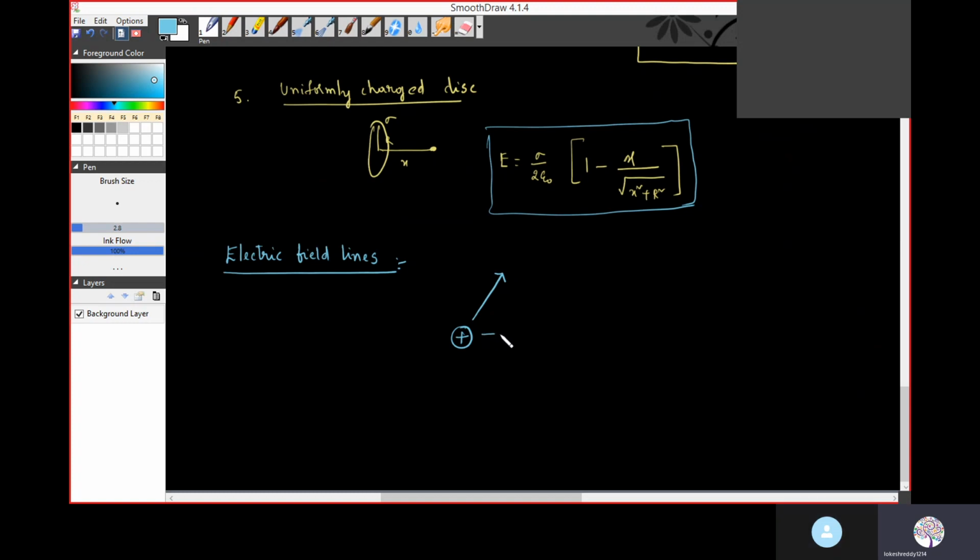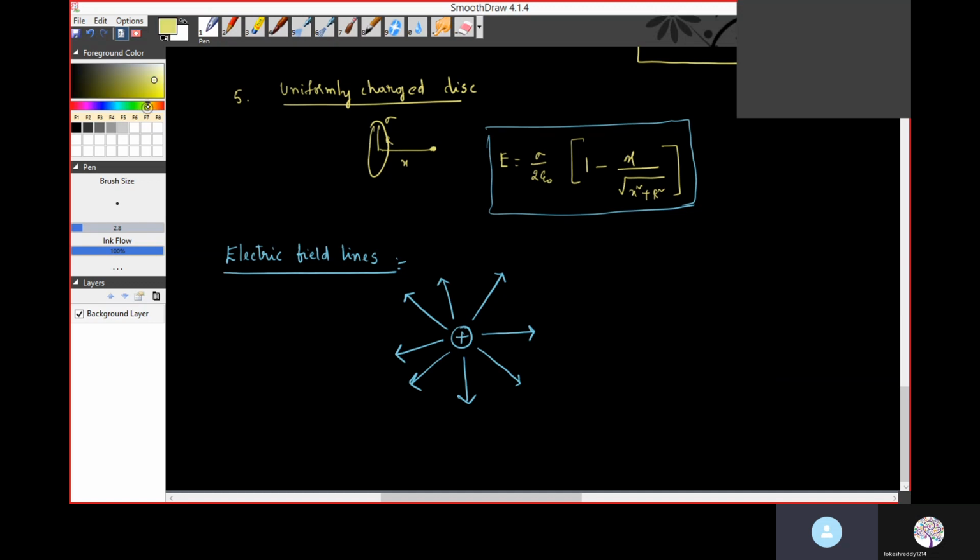If I place a positive charge here, then it will move in this direction. If I place a positive charge at each of these points, it will move in the direction shown. It will repel away. So it is the path traced by a unit positive charge.